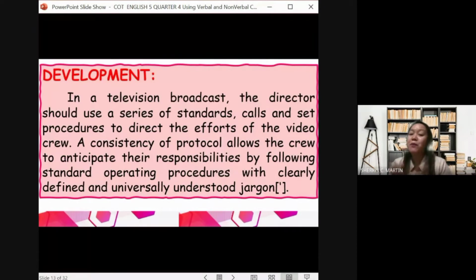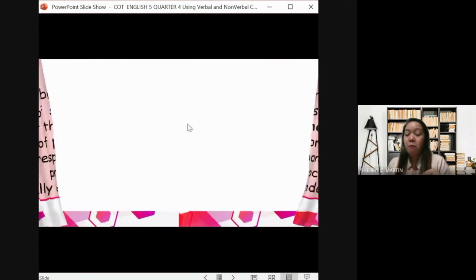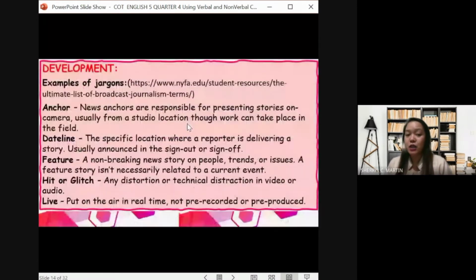So let's have some examples of jargons. Examples lang ito. Wala po siya sa activity sheets ninyo. Nag-add lang si teacher for you to have an idea about jargons. Okay. I pick only 5. 5 lang. Okay? So 1, anchor.